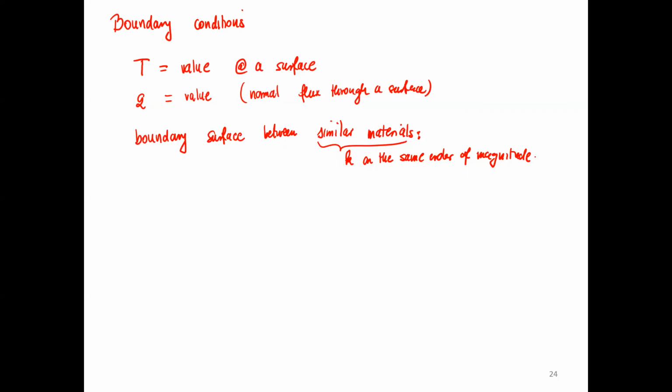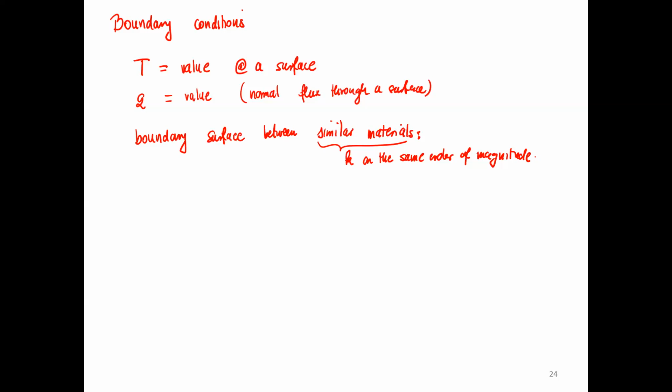So for instance, here's my cup, and I put hot coffee in there. If I'm looking at how this coffee is cooling, or tea rather, this morning I made tea. If I'm looking at the surface between my hand and the metal, I think I can technically take that as two solids with similar thermal conductivities, though they're mostly made of water, so I'm not sure that's actually correct. But basically, I can assume that between two solids, I'm going to call that similar materials.